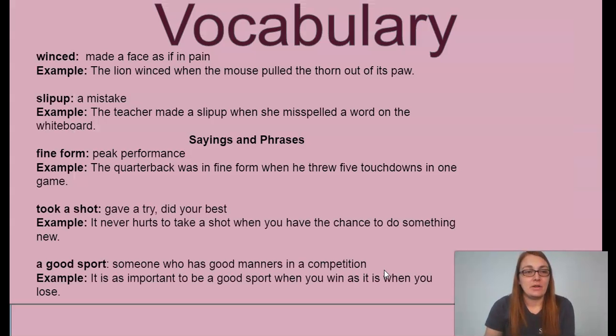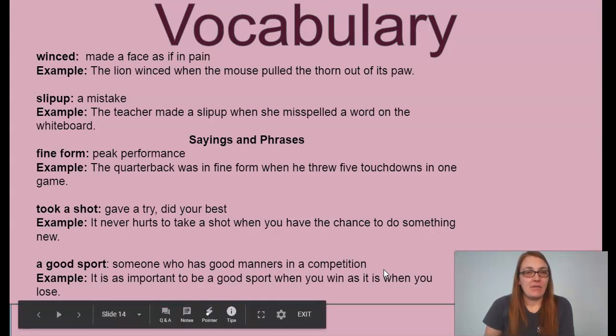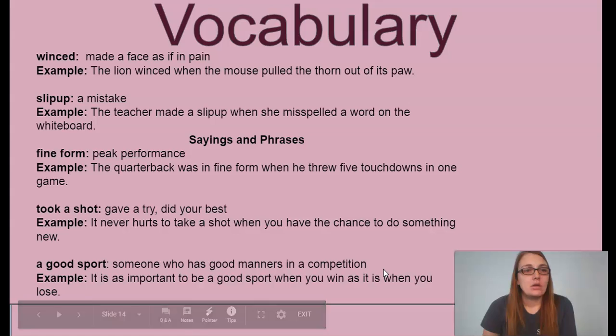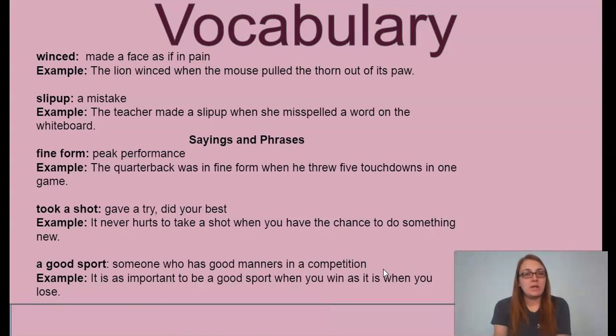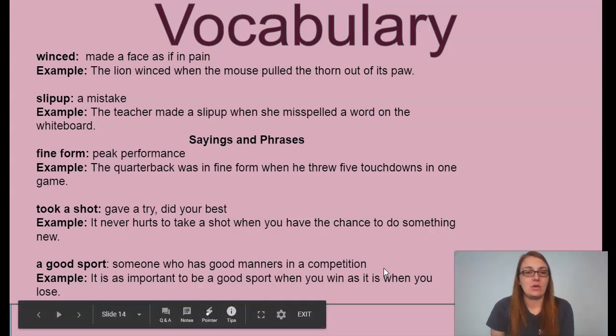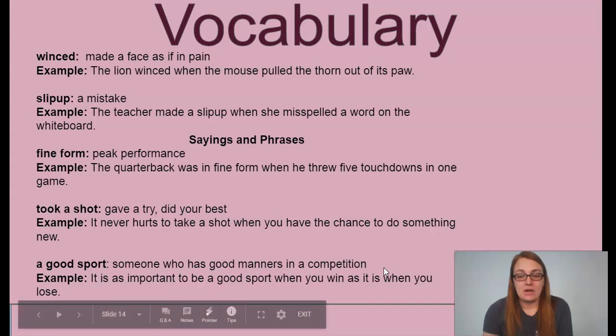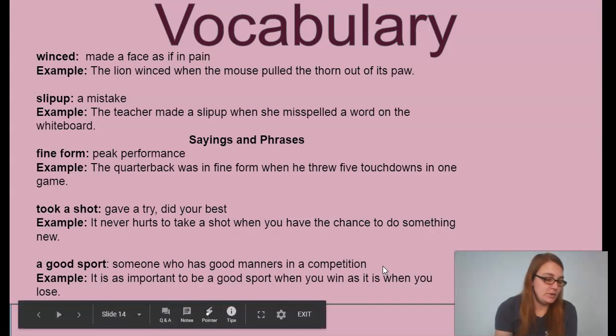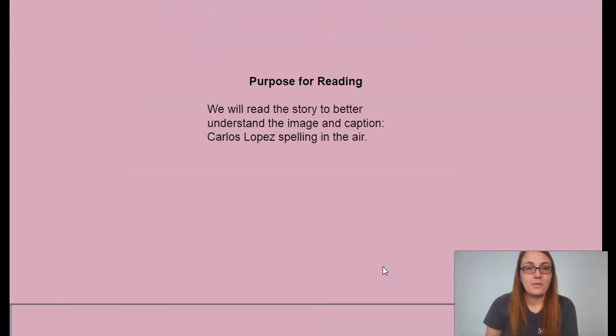Our vocabulary today. Winced is make a face as if in pain. Slip up, a mistake. And then some of the phrases or sayings we'll read. Fine form, which means peak performance, like top performance, did a great job. Took a shot, which is gave it a try, did your best. A good sport, someone who has manners at a competition. So you're not always going to win, but as long as you have good manners and you are fair.